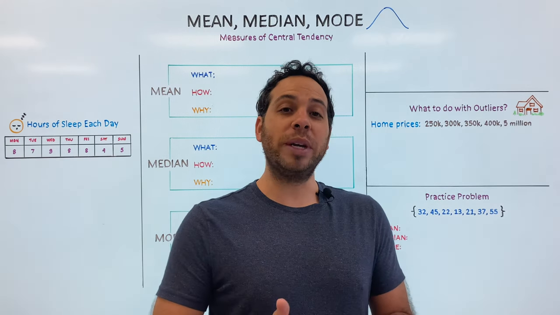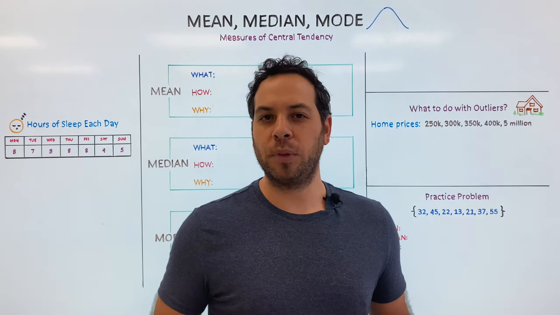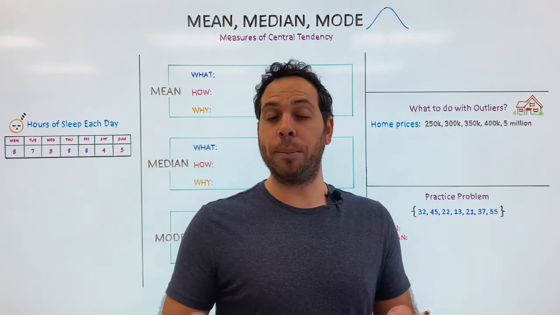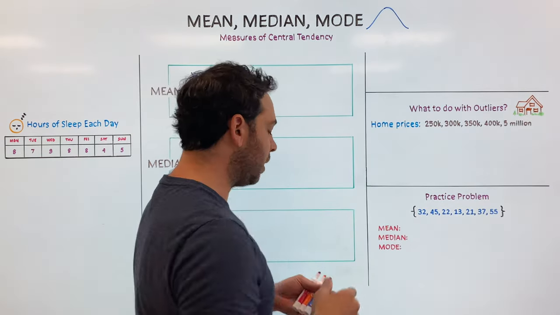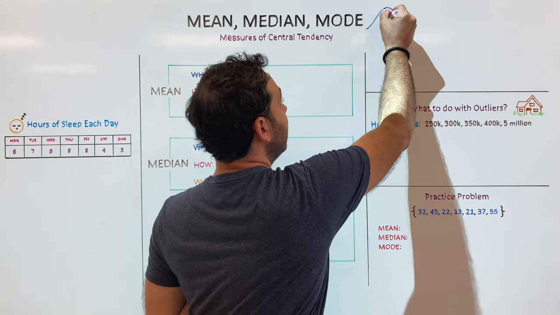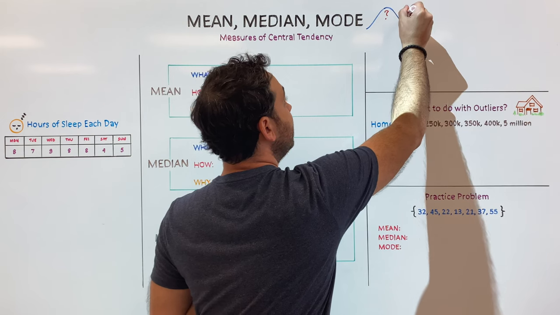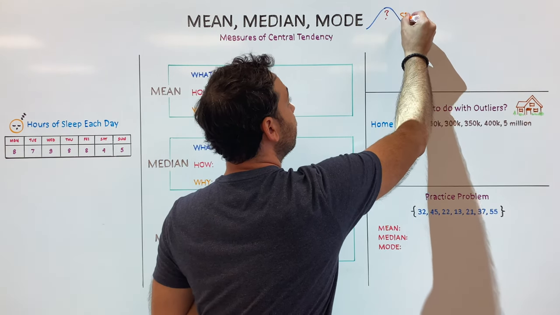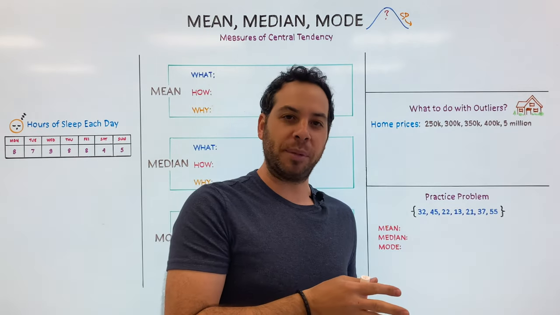It's because all three measures help explain where the data is clustering around, or more specifically, where the center or middle of the data is. For example, if we take a look at this bell curve right here, the mean, the median, and mode help explain what is happening right in the center, as opposed to, let's say, something like the standard deviation, we'll talk about that in another video, which helps explain what is happening away from the middle or away from the center.